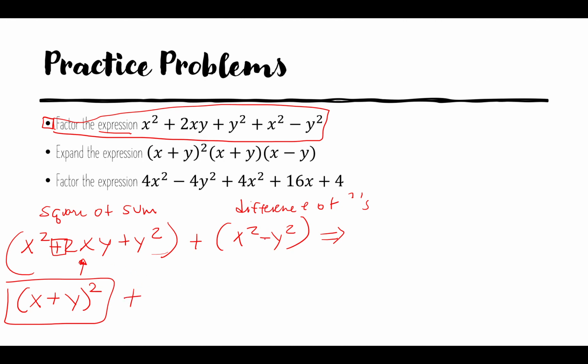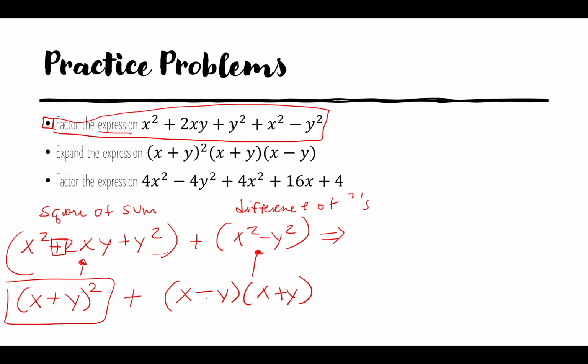Now, let's look at the second part of the expression, the difference of squares. Since we know our a value and our b value are simply the square roots of these two values illustrated here, our a value will be the square root of x squared, or x. And our b value will be the square root of y squared, or y. From here, we can simply plug them into the formula and get x minus y times x plus y as the factored form for this expression.